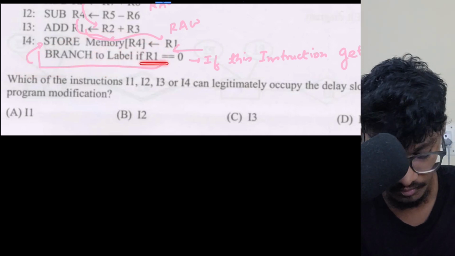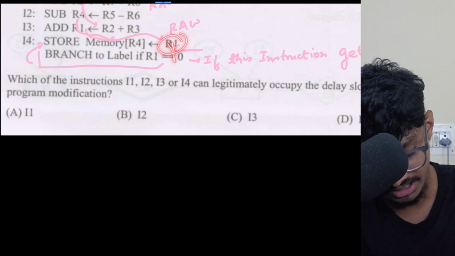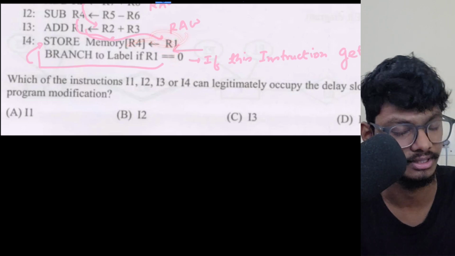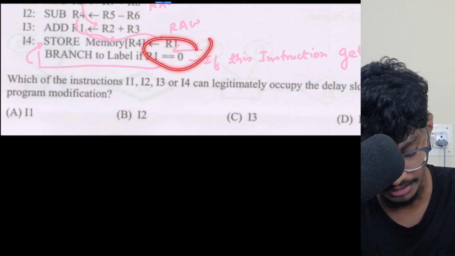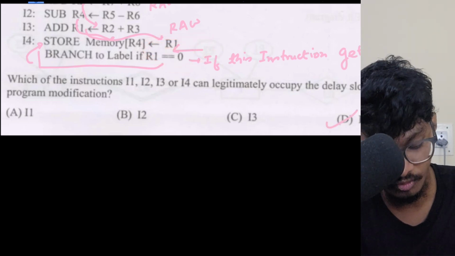What I'm doing is branching to a label if R1 equals 0. So it's not like these two instructions are related. I'm not changing R1, I'm just reading R1 here. So I can provide a delay here because I don't have any data dependency. So instruction I4 can be used to provide a delay slot.